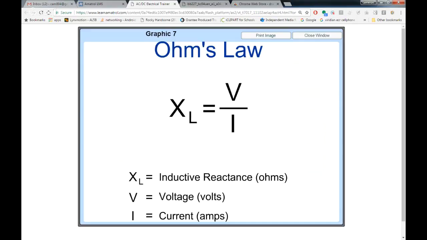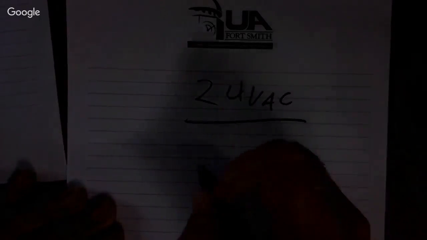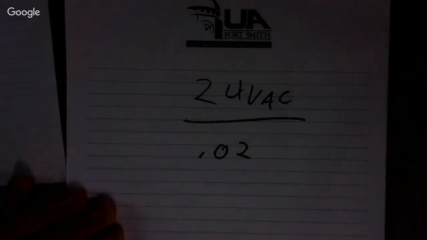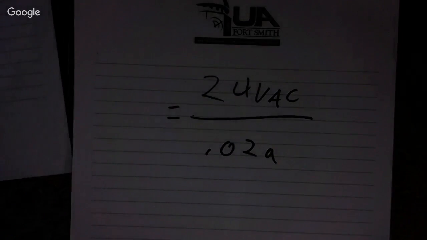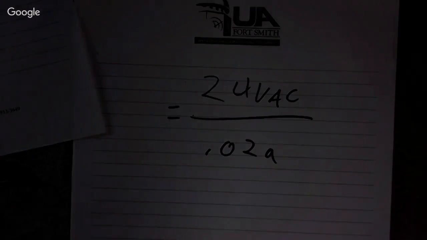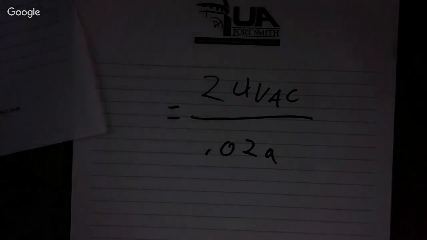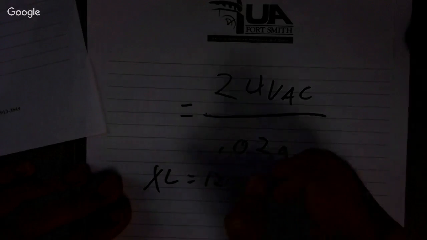So let's go to our camera. And we have 24 volts AC divided by 0.02 amps to get our XL. Which gives us an XL of 1200 ohms.